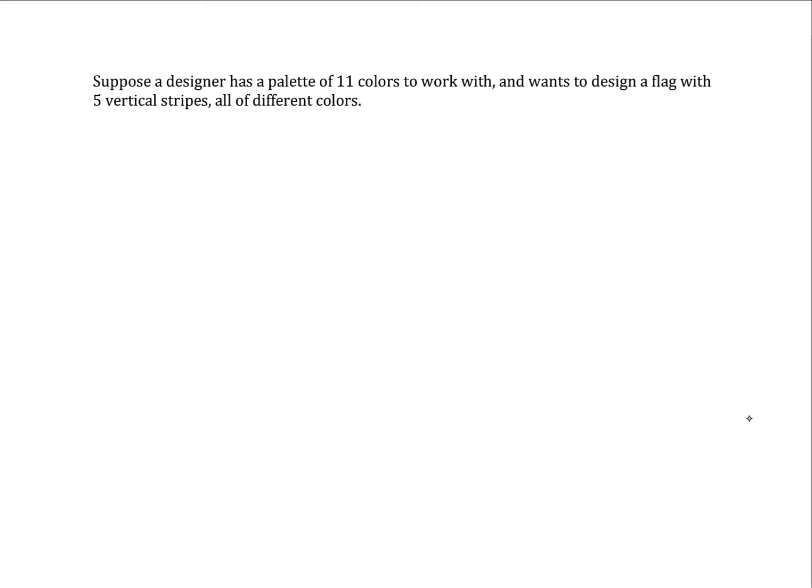Whenever we approach any counting problem, the thing we have to decide first is, are we choosing from multiple groups of items, or are we choosing from a single group of items? In this particular case, we have a single group of items that we're picking from. We have 11 colors to start with. From there, we are picking 5 of those colors. So 5 for the vertical stripes, which are a different color.